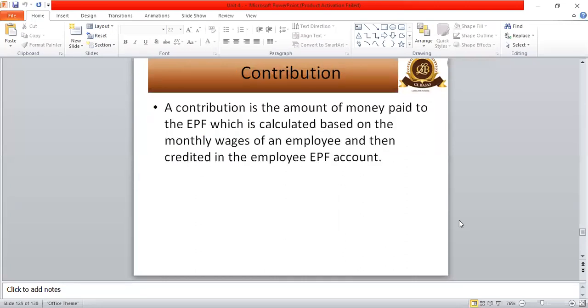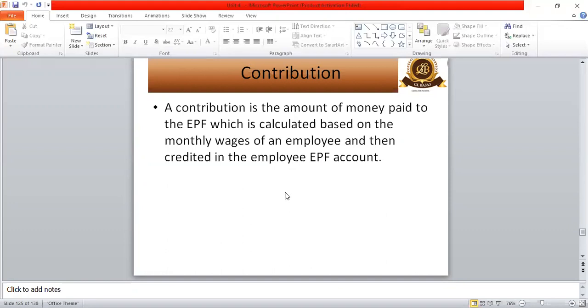Now contribution, a very important part. What do we call contribution in EPF? A contribution is the amount of money paid to the EPF, Employee Provident Fund. That means the organization takes contributions from the employer and the employee. So what does the employer do? He calculates based on the monthly wage of the employee, the base wage on which EPF is calculated, and then he credits that amount to the employee's EPF account.